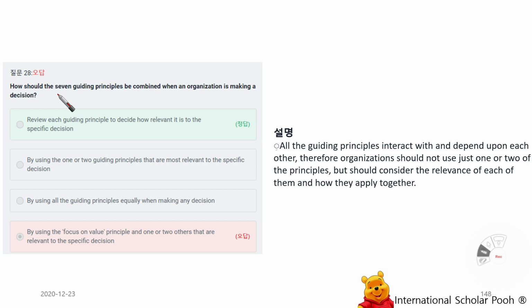How should the seven guiding principles be combined when an organization is making a decision? Review each guiding principle to decide how relevant it is to the specific decision. All guiding principles interact with and depend upon each other. The organization should not use just one or two of the principles, but should consider the relevance of each of them and how they apply together.